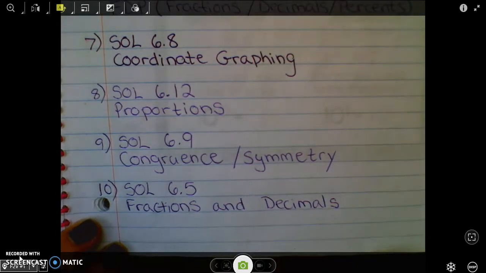When we add our titles on our pages in our notebook, we'll be a little bit more specific as far as what operations and what types of problems we're dealing with. But in our table of contents, just write SOL 6.5, fractions and decimals.